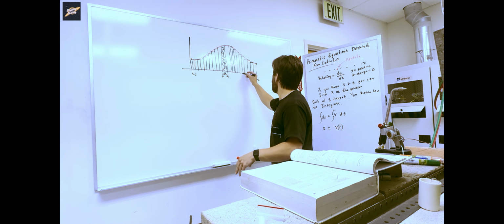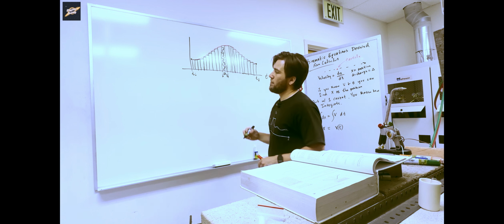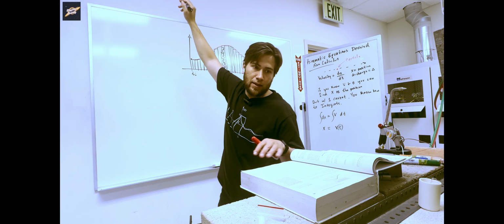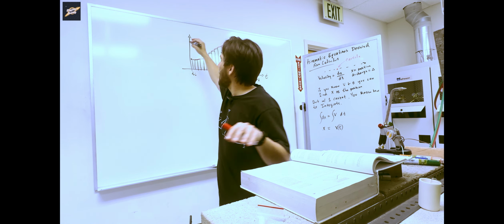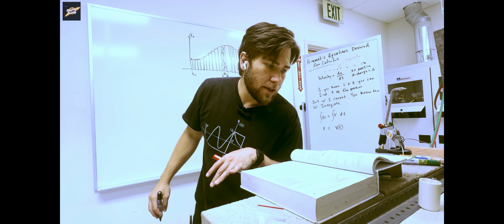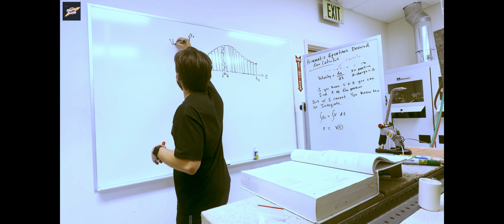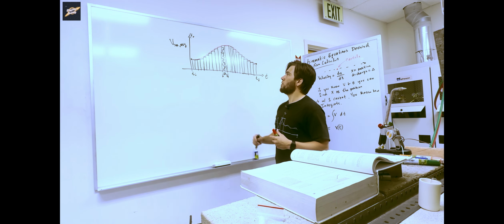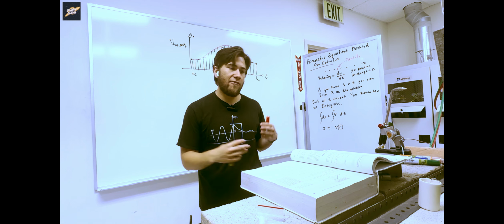This is going to be labeled t, right? And then this is going to be our velocity, v. Okay, and they label this v sub x, average. So we're going to calculate the average velocity.